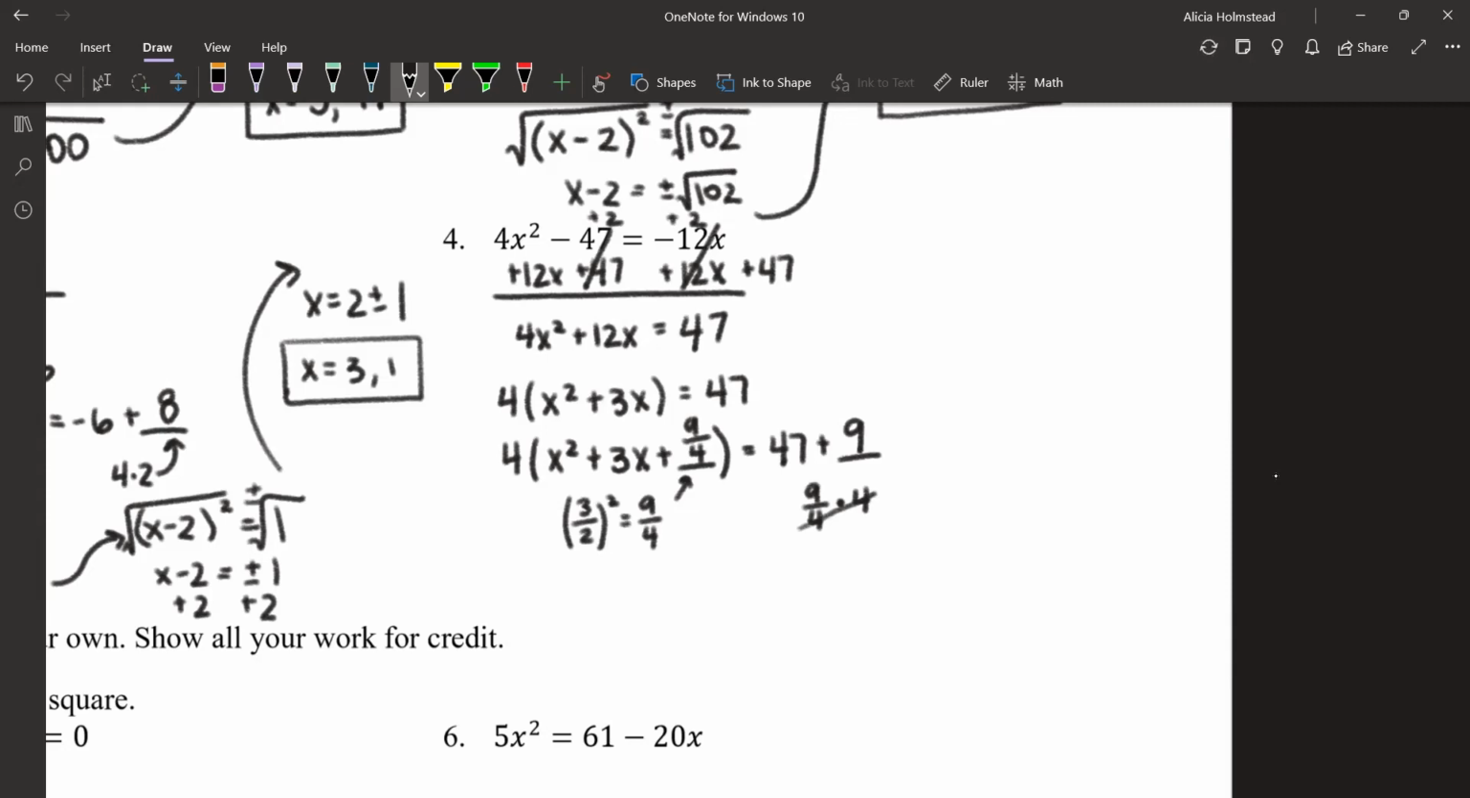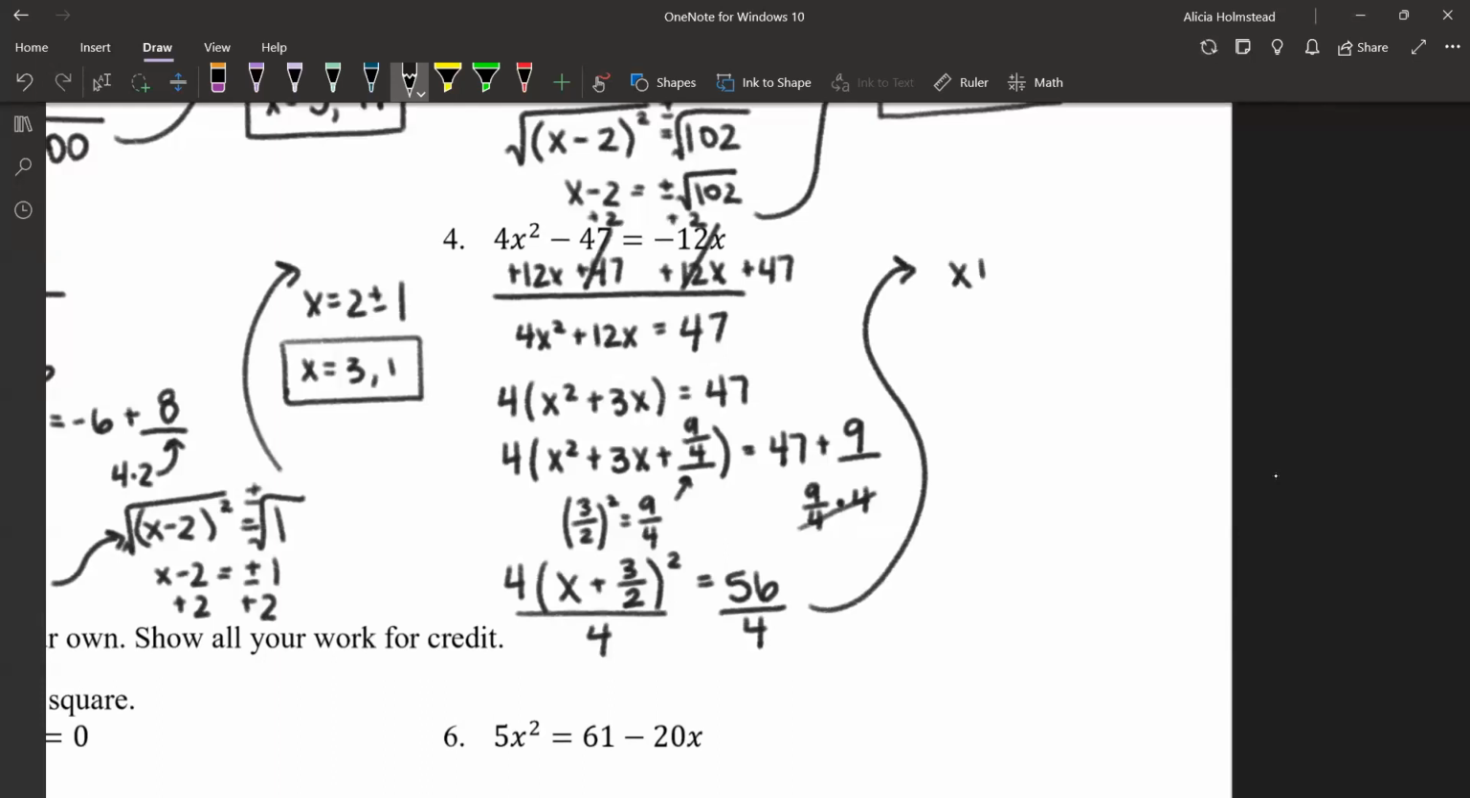Step 4 is to write the left side in factored form, which is the whole point of completing the square. So we rejoice in that step because it makes it a lot easier to solve. So our variable is x, and then we're going to add our middle coefficient divided by 2 and square that. So we'll have 4 times x plus 3/2 squared is equal to 47 plus 9, which is 56. From there, we can go ahead and divide both sides by 4.